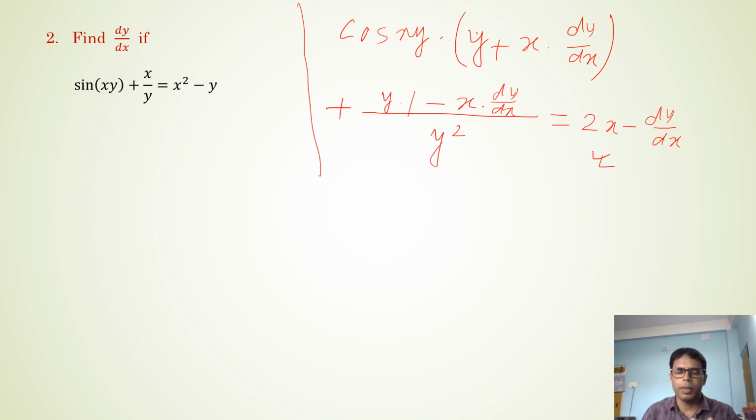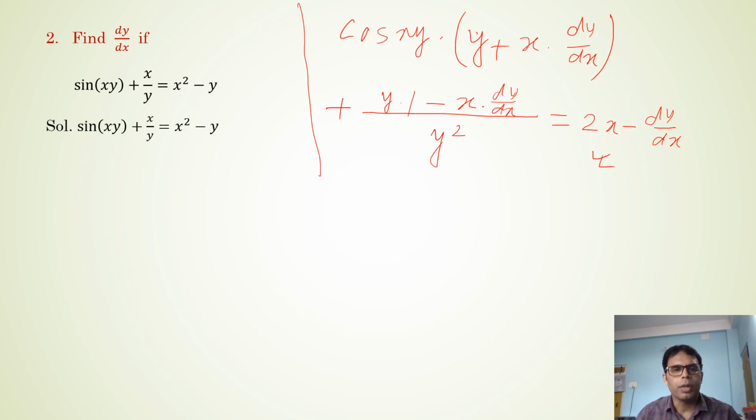Now you just complete the products and take LCMs, then take dy/dx common in the left hand side, and finally you divide by the coefficient of dy/dx in the left side, as a denominator of the right side. So that is the solution for the question. So you see the answer here.